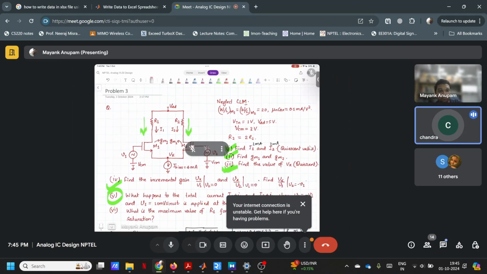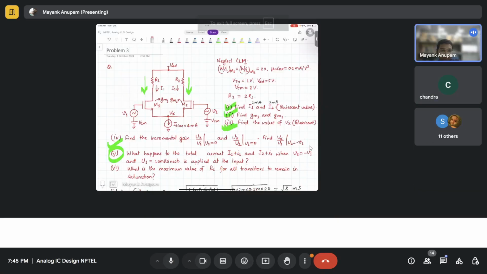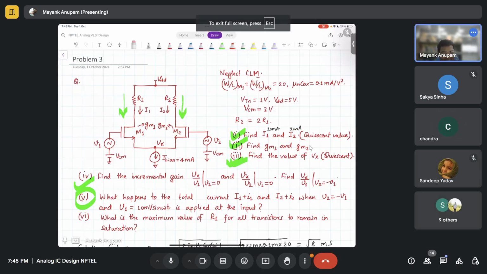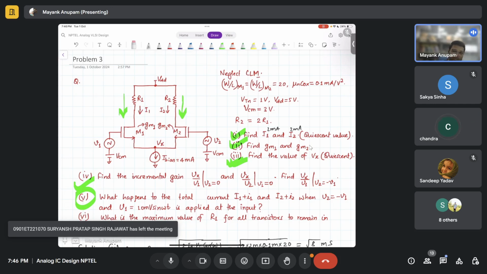That actually comes in the exam. Yeah, one second, let me tell you. That comes with practice, okay? So in general, you should draw the small signal model for everything. Okay, that is how you should learn from the start.